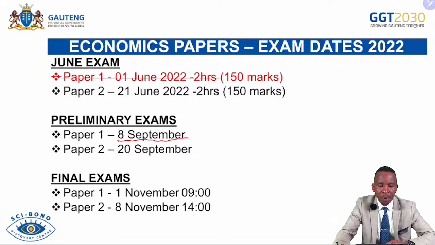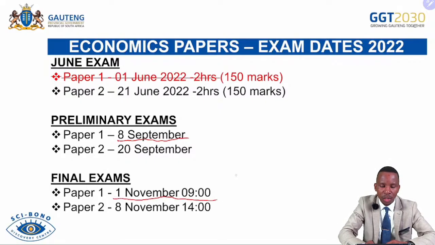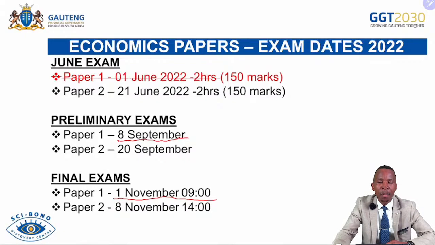Paper 1 will be written on the 1st of November, so this will be your last paper 1 to be written for economics. And then paper 2 will be written on the 8th of November. Paper 1 is at 9 o'clock in the morning, meaning it's the first session. Paper 2 is the second session, at 14 hours, or 2 o'clock.